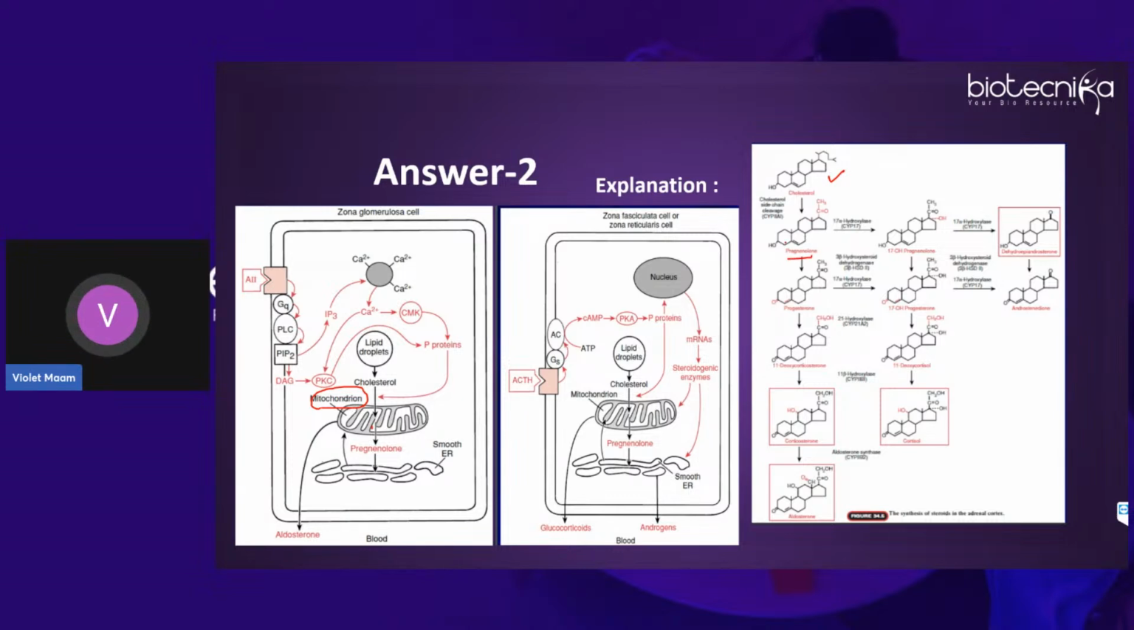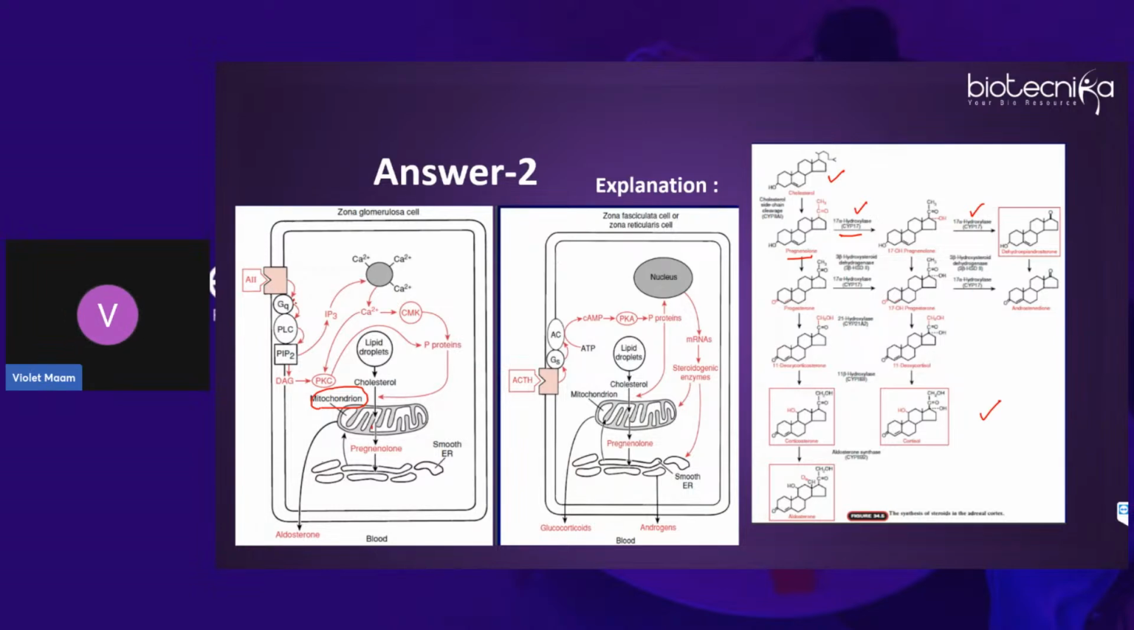Okay, so you can see the enzymes. If you can, try to go through the enzymes. So it is 17 alpha hydroxylase. Here is the diagrammatic representation of the same pathway that we saw, and here you can see through which compartments they are moving.